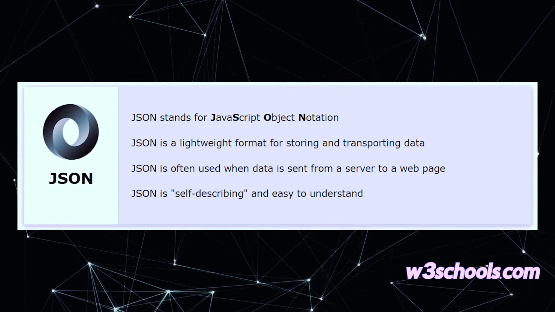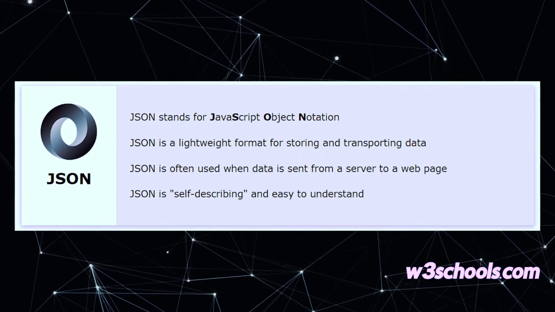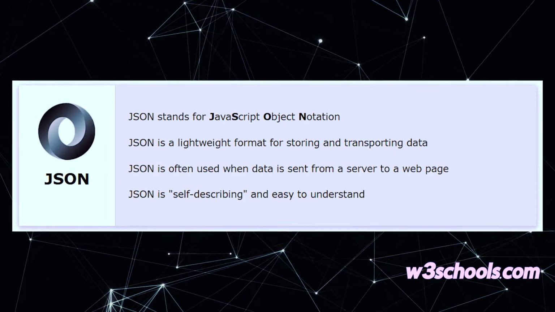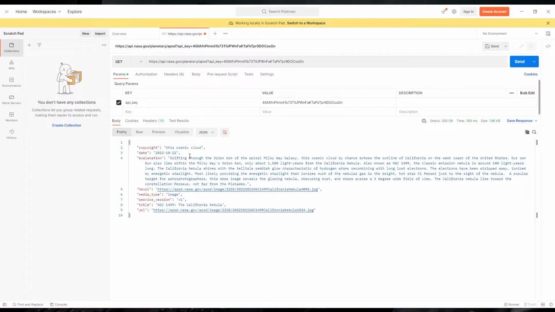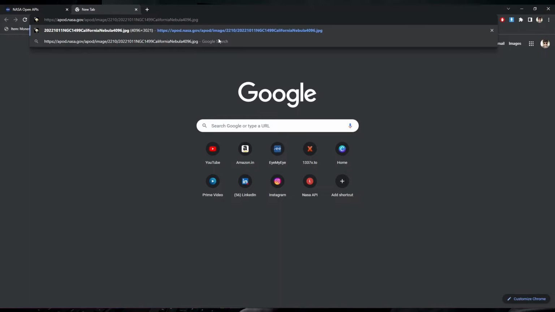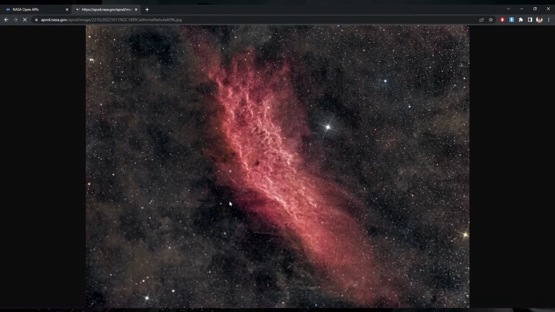Now JSON is a lightweight mode of communication. You can send out information through the key value pair. So this is what we have gotten. We have the copyright, of course, we have the date, we have the explanation in pretty detail. So this is the explanation, and you have the URL for the image. Now if you copy this URL and paste it in the browser, all you have to do is hit enter, and this is the image, this is the astronomical picture of the day.